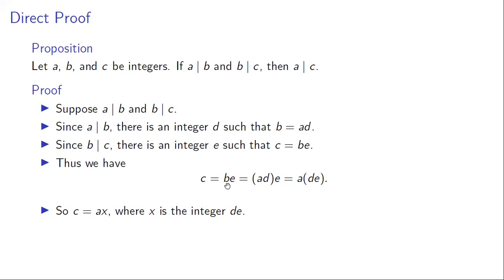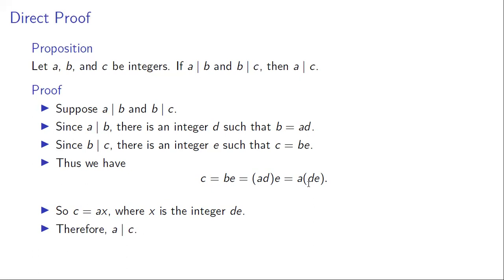Again, we show that C is equal to A times an integer. DE has to be an integer because D is an integer and E is an integer, and multiplying two integers gives us an integer. So A times DE is like A times X, where X is an integer. So what have we done? We have shown that C can be expressed as A times an integer. In other words, A divides C.